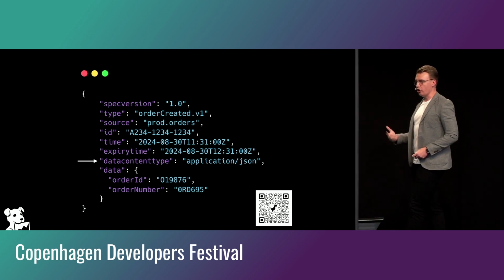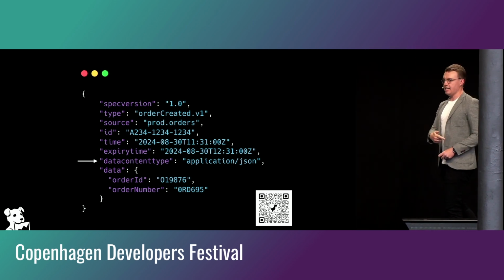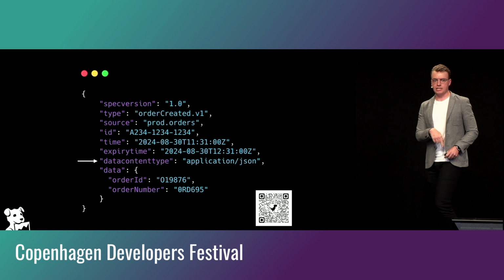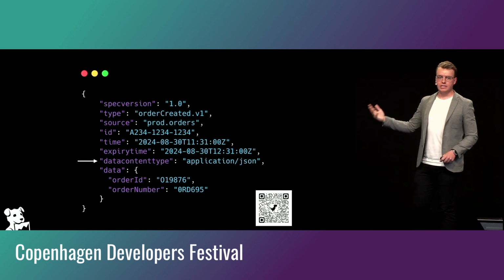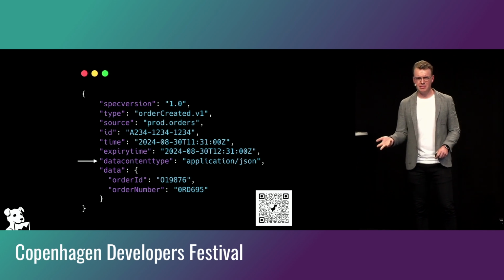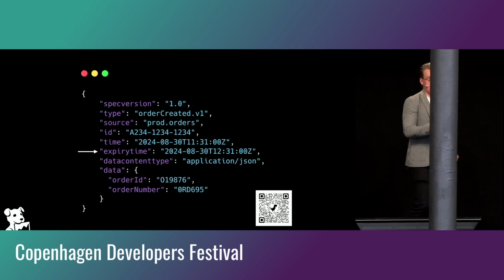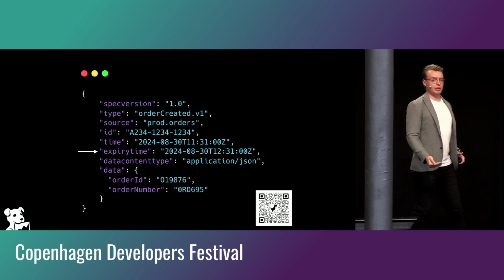You've then got the data content type. This is a really useful one because it tells a consumer what kind of data to expect inside that data property. Here we're sending JSON, so we say application/json. This could be binary, it could be XML, it could be HTML, maybe. That'd be weird. You've got this expiry time. This is an optional field in the specification, but I always like to include it because it's a useful one.